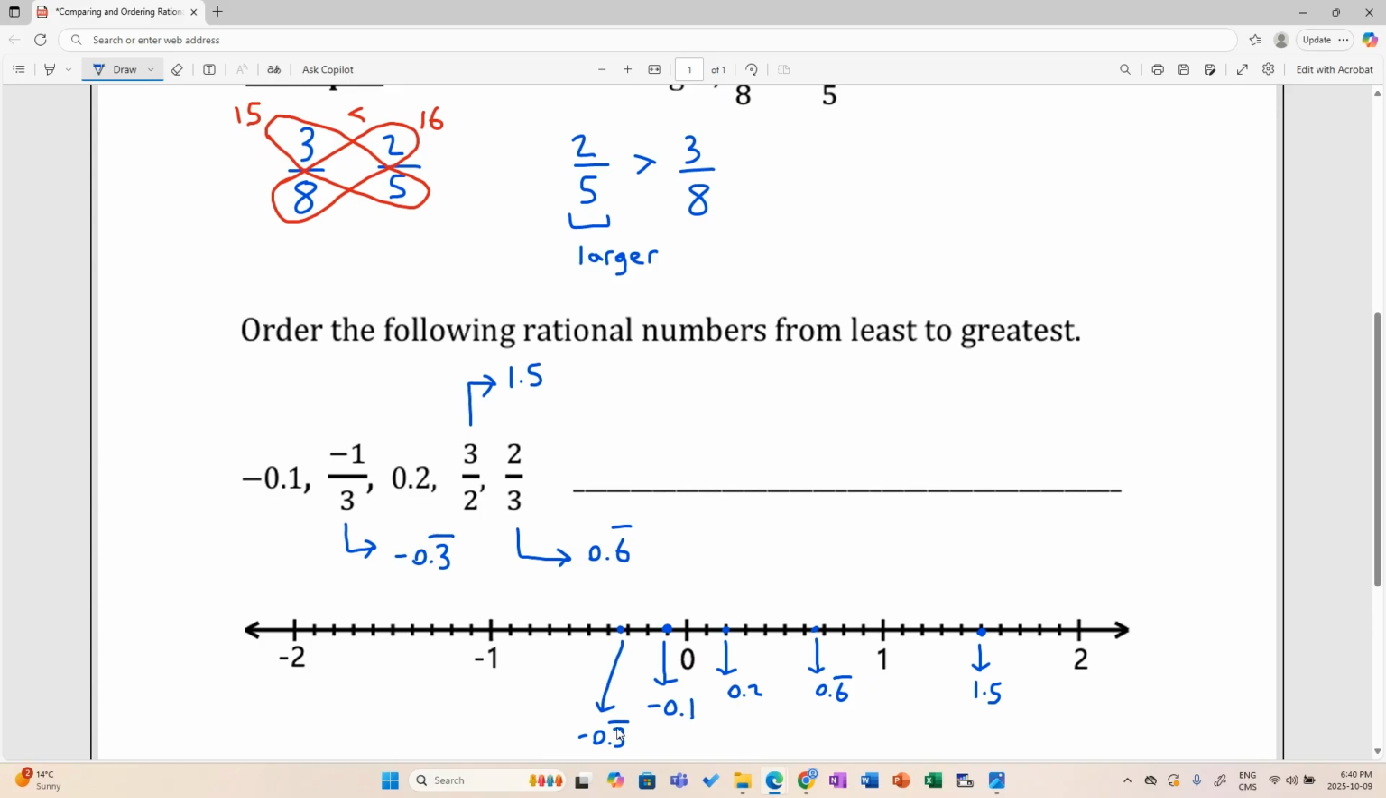Well, my least, or the smallest one, is negative 0.3 repeating. That's my negative 1 over 3. So I simply write that down. Negative 1 over 3 is the smallest one. Now I move on. Negative 0.1 is the next number. The next number after that is 0.2. And now I have 0.6 repeating, which is 2 over 3. And finally, my biggest number should be 1.5, which is 3 over 2.